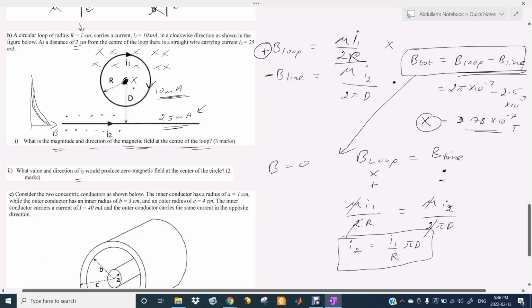Since you know all these values, you can plug in the values, and then you can get a value for I2, which is equal to 62.8 milliampere.